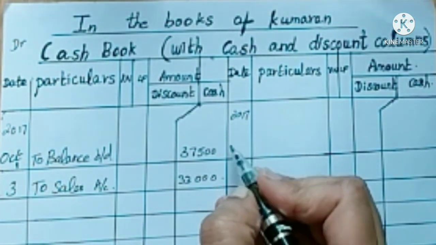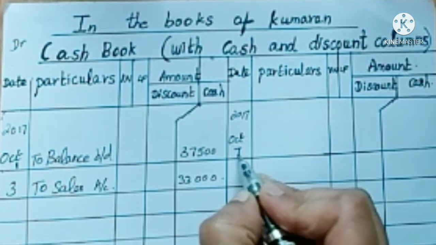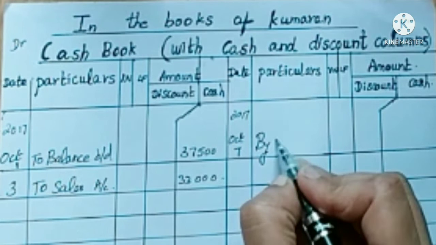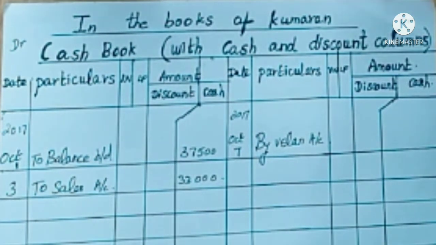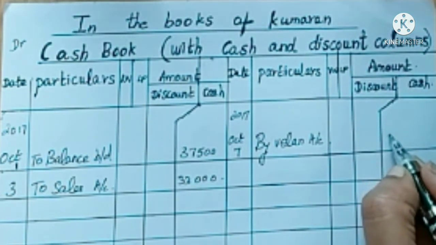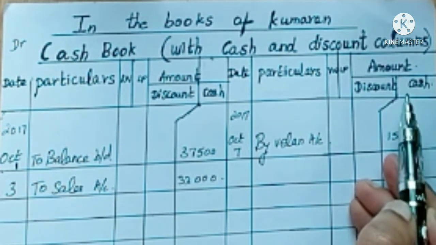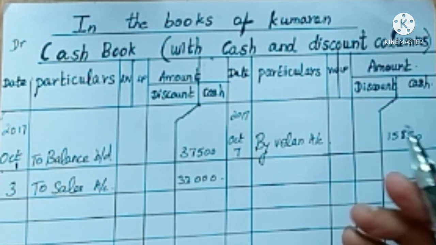2017 October 7, by Valen account. How much we are paying? We are paying 15,850 and discount received is rupees 150. So I am going to write 15,850 in cash column. And in discount column, I am going to write rupees 150.